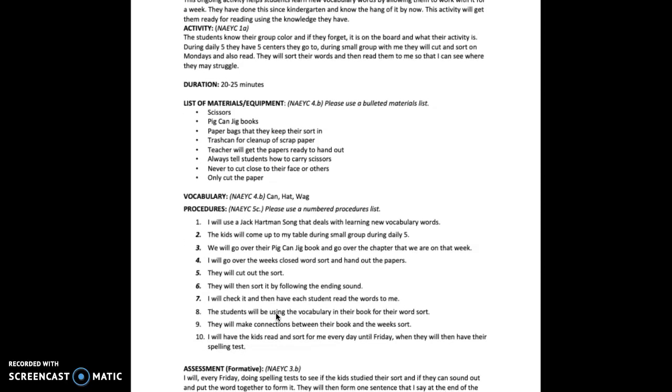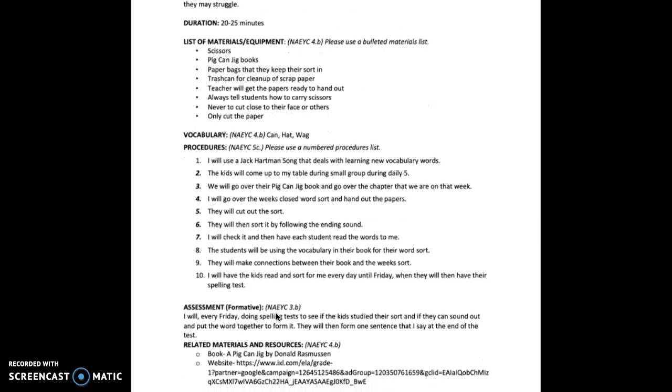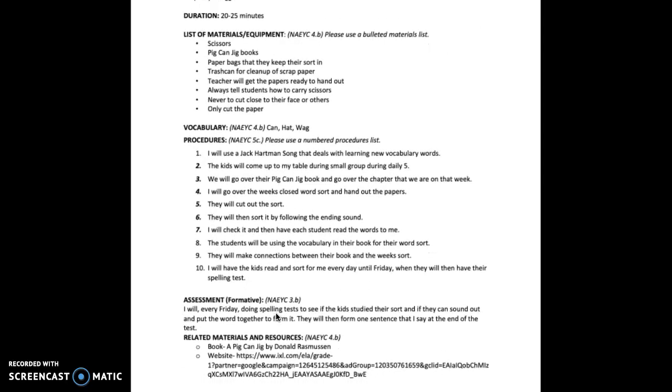So for the activity, the students know their group color, and if they forget, I will put it on the smartboard and what the activity is. This should be around 15-20 minutes. During Daily 5, they have 5 centers that they go to. During small group with me, they will cut and sort on Mondays and also read. They will sort their words and then read them to me so I can see where they may struggle. So on Mondays, it may take around 20-25 minutes for them to do this. Other days, 15 tops.